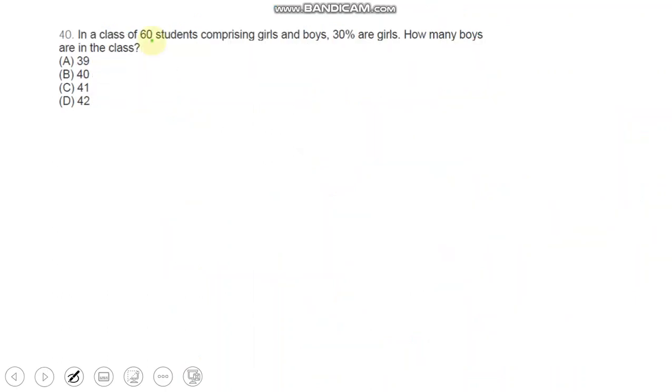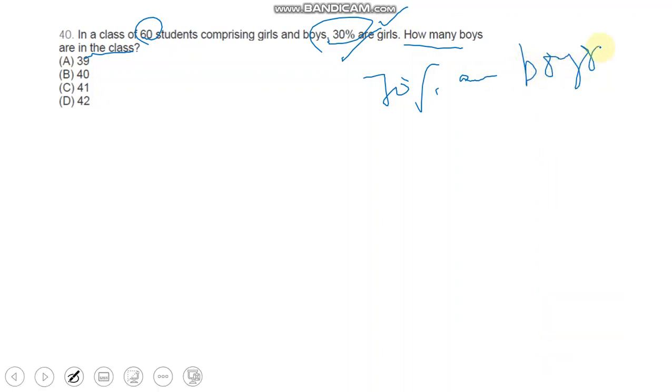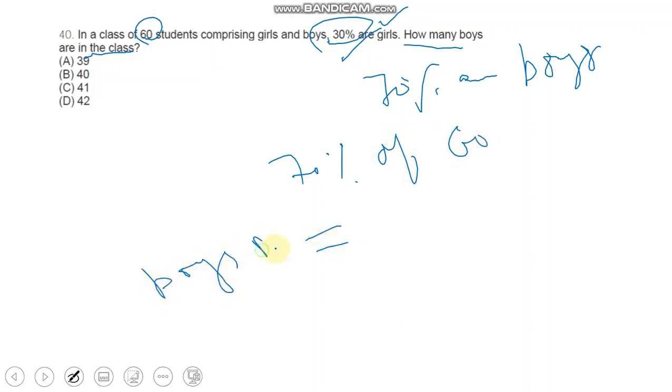In a class of 60 students comprising girls and boys, 30% are girls. How many boys are there in the class? Quite simple. If 30% are girls, then 70% are boys. So 70% of 60, this will give us the value of the boys' number.